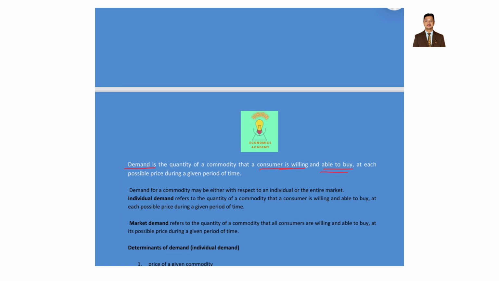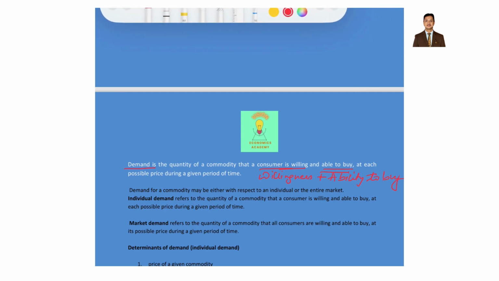So demand will be willingness plus ability to buy. Willingness and ability to buy, right?